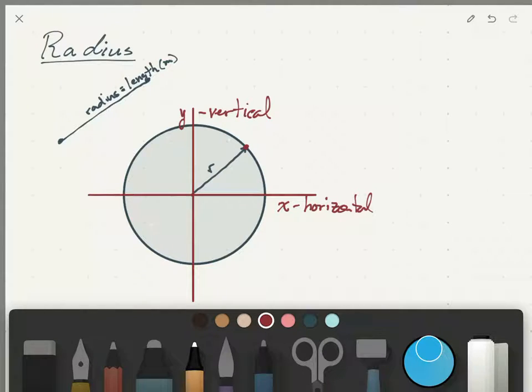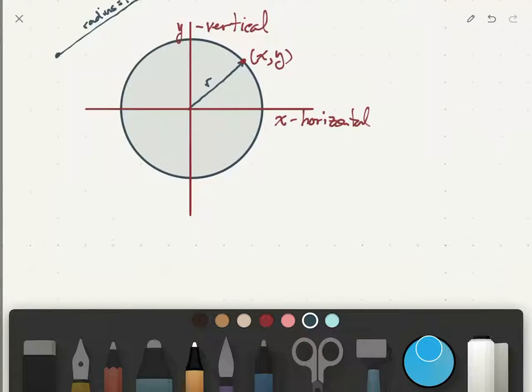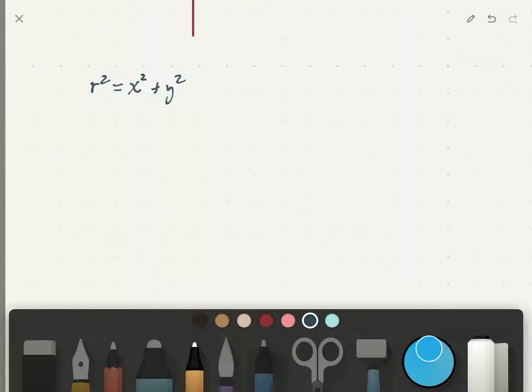So if I have a point here on the circle, we can define that point with X and Y. Once you have X and Y, you can define R in terms of X and Y. And so R in terms of X and Y is just as follows: R squared equals X squared plus Y squared. Now what does that come from? It comes from this idea. Let me see if I can draw this for you guys.